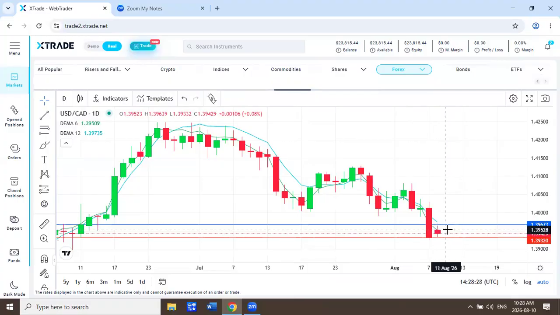So we're seeing mixed performance from the US dollar right now, but we do have our resistance and support levels to work with.